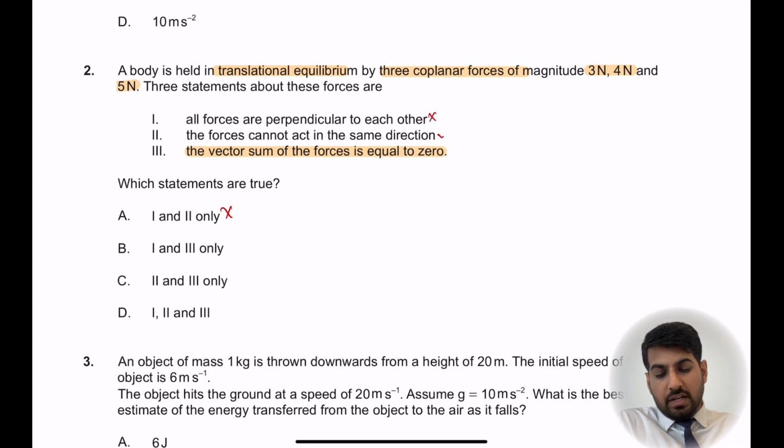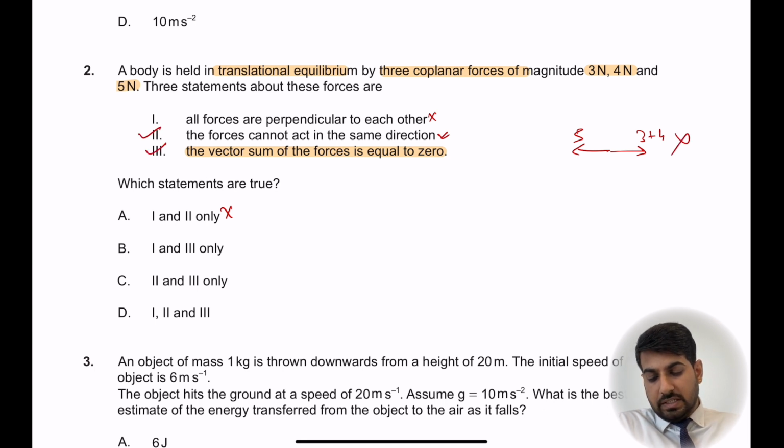Now they cannot act in the same direction. Yes, if they act in the same direction, what is the possibility? 3 plus 4 and 5 here. So this is not equal to 0, so that is not possible. So 2 and 3 are correct. So option C is the right answer. Okay.